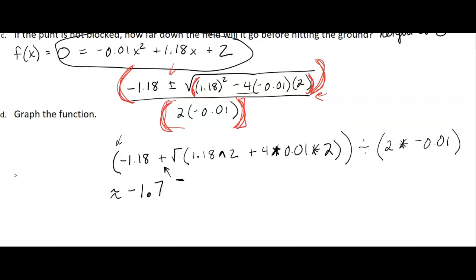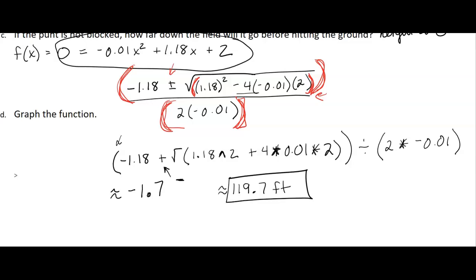Okay. And then you're going to get about 119.7. So that's how far down the field it went, that many feet. Okay. And so that's going to be the answer. So we're assuming the punt did get blocked and that the punt went forward and it went 119.7 feet. Okay.